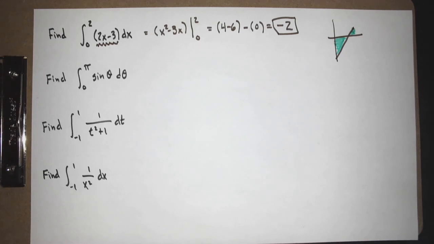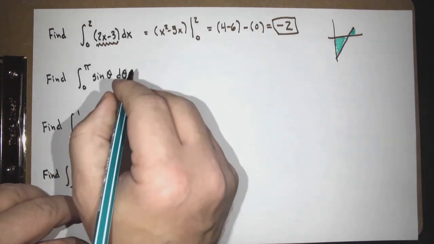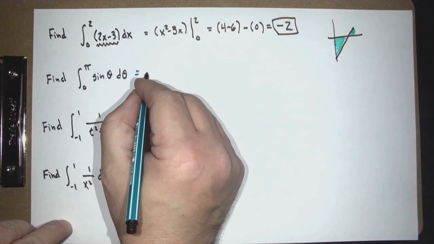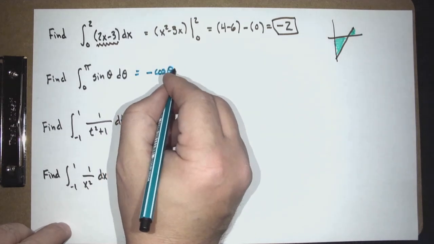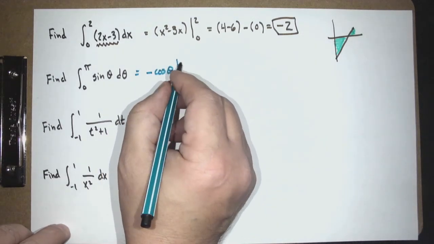All right. Our next problem, find the integral from 0 to pi of sine of theta. Now, I should note, we can already do the first integral with geometry. This one, hopeless with geometry. But now we have better tools. Do we have an antiderivative of sine? Negative cosine. So this would be negative cosine theta evaluated 0 to pi.